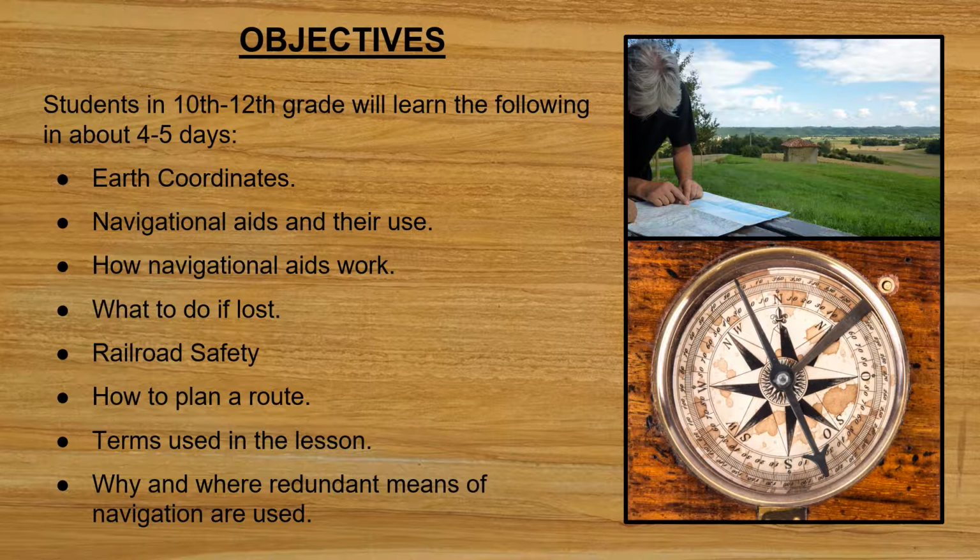They'll learn railroad safety, how to plan a route. They're going to understand the terms used in the lesson, and they're going to understand why and where redundant means of navigation are used.